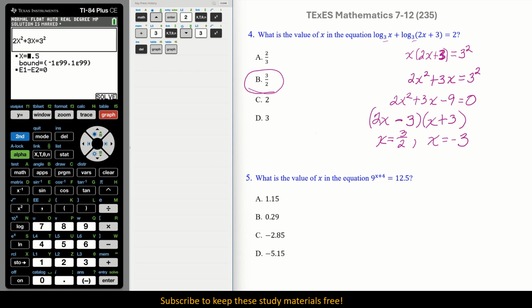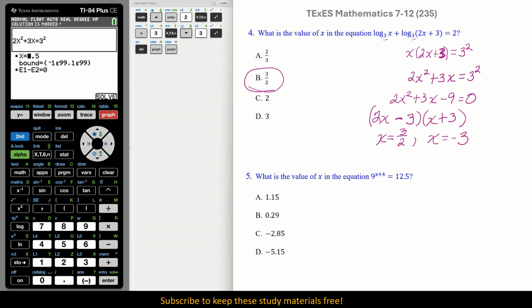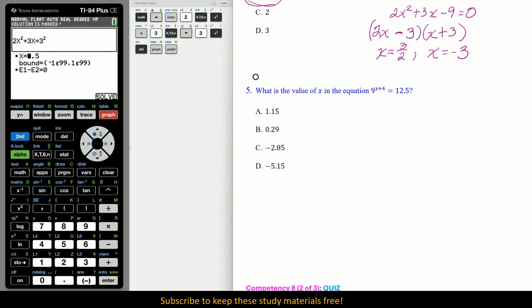Notice that it gave us the non-negative answer. And if we put that -3 back into the equation, we might not get a good result in the first place. So the 3 over 2 is safe and it is an option. Okay. Well, let's look at number 5 then.